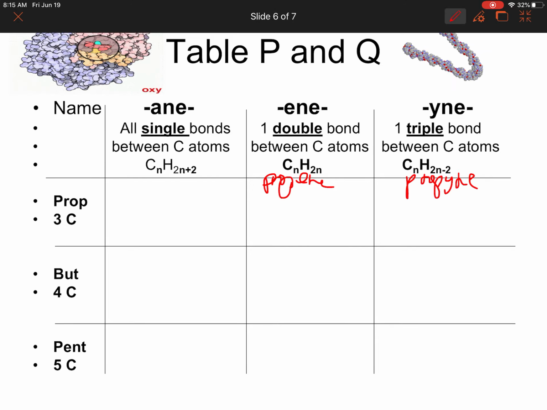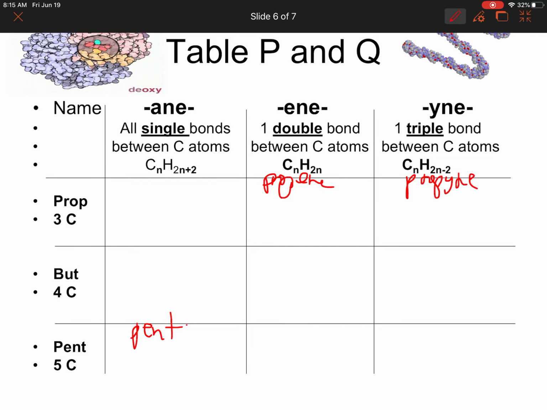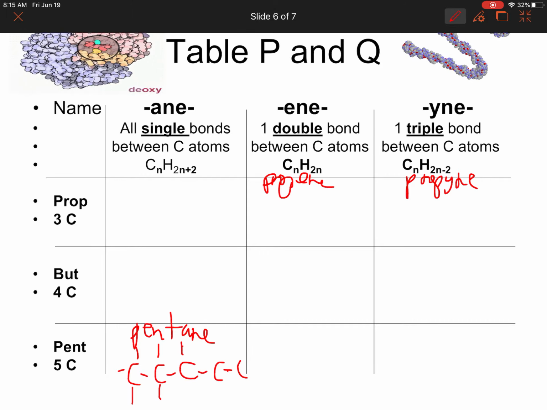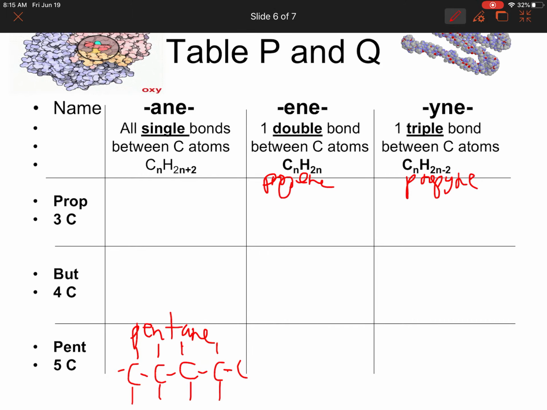So let's skip down to pent. Pentane is 5 carbons, single bonds. So just fill in the sticks. 1, 2, 3, 4, 5, 6, 7, 8, 9, 10, 11, 12. Let's go to pentyne.